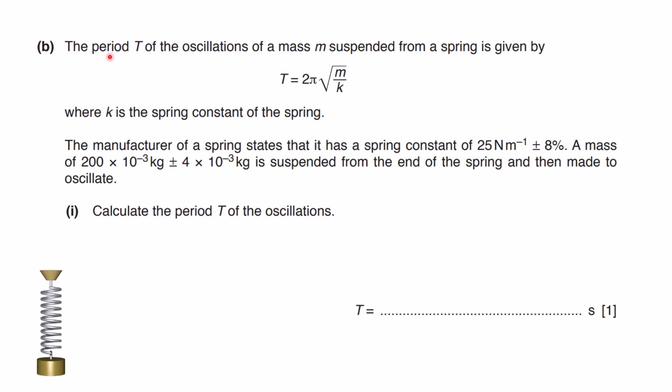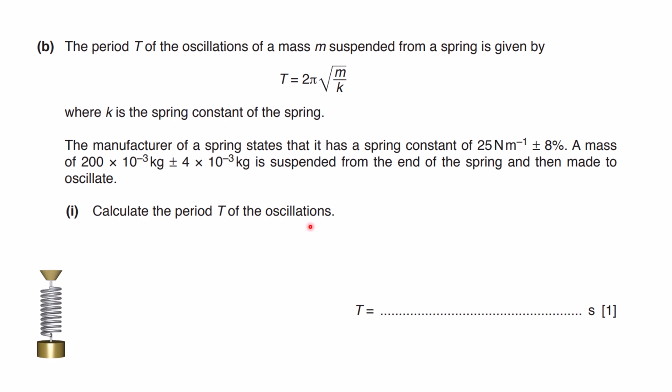Question 1b. The period T of the oscillations of a mass M suspended from a spring is given by this formula, where K is the spring constant. The manufacturer of a spring states that it has a spring constant of 25 Newton per meter plus minus 8%. A mass of 200 times 10 to the minus 3 kilograms plus minus its uncertainty here is suspended from the end of the spring and then made to oscillate. Calculate the period T of the oscillations.